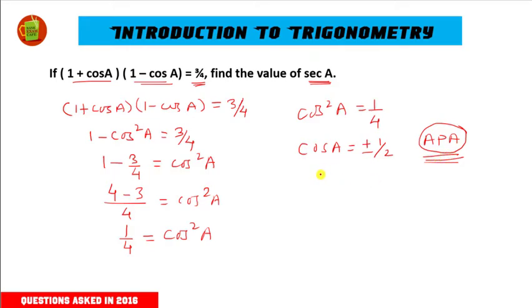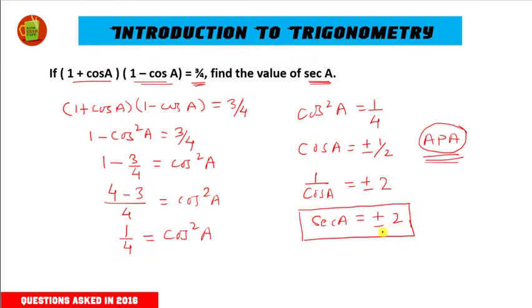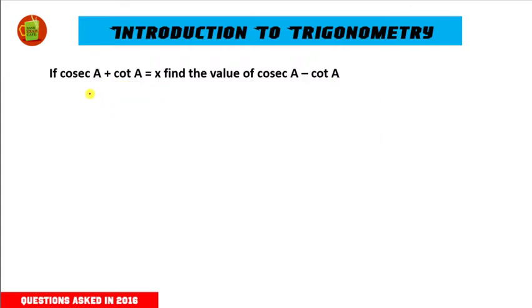Now take the reciprocal of both the sides. So it will be 1 upon cos a, which is equal to plus minus 2, and 1 upon cos a is nothing but sec a, that is equal to plus minus 2, and so the required value of sec a is equal to plus and minus 2. Let us see the other question that was asked in 2016 examination.